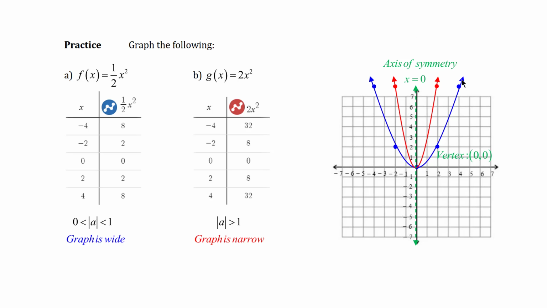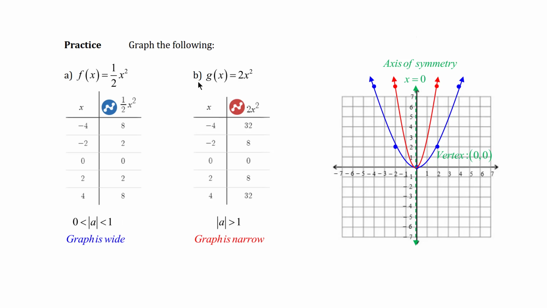So there's a few things that I want to point out about this graph. The first part you guys should already know. Our a value here is 1/2, which is positive. So this results in a parabola that faces upward. The second thing I want to point out is that the shape of our parabola is wide in comparison to the graph of x squared. This happens whenever the absolute value of a is a value between 0 and 1.